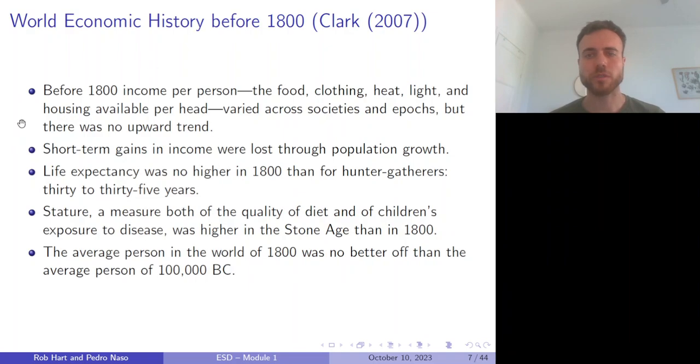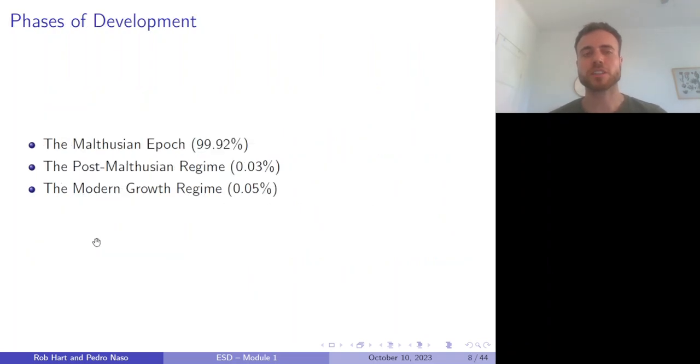And if we take all of this together, we conclude that the average person in the world of 1800 was no better off than the average person of, say, 100,000 years ago, which is crazy. It is the first time I read that, I was like, wow, this is a surprising fact. So we can divide the phases of world development into three epochs or regimes.